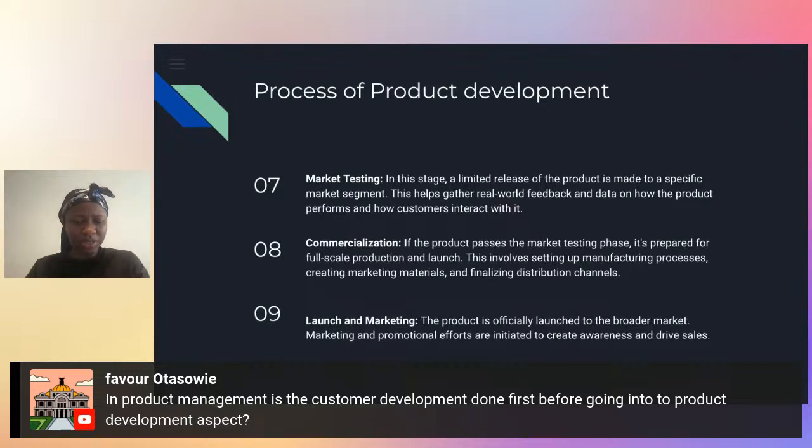In product management, is the customer development done first before going into the product development aspect? The customer development process is part of the product development process, actually. When you have gotten an idea, and you have gone through the phase where you're screening your idea, just before you go into the phase where you start testing, you need to be able to develop who your customers are. So who are the people you're going to go and test with?